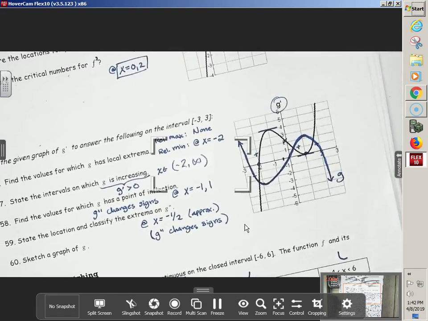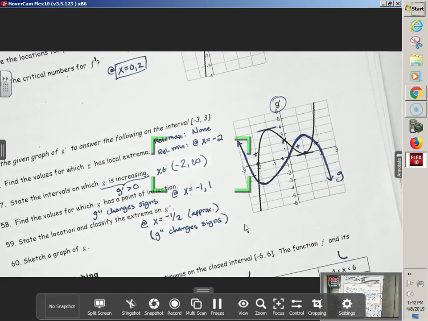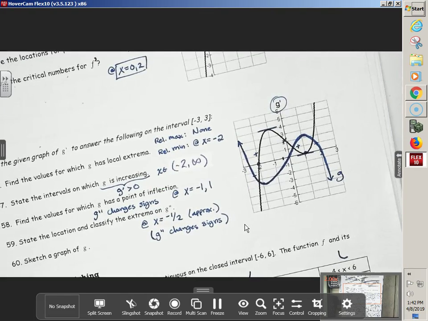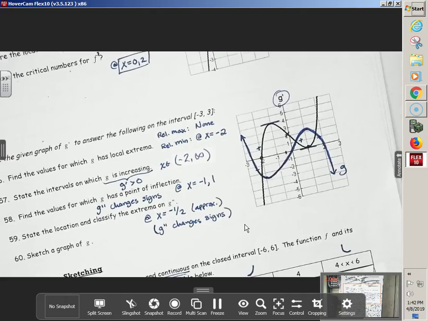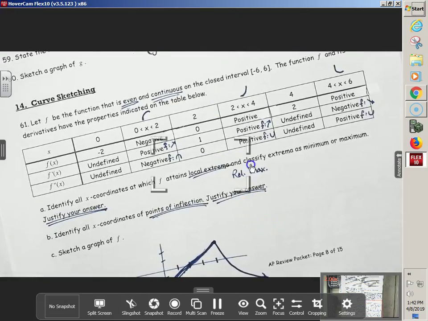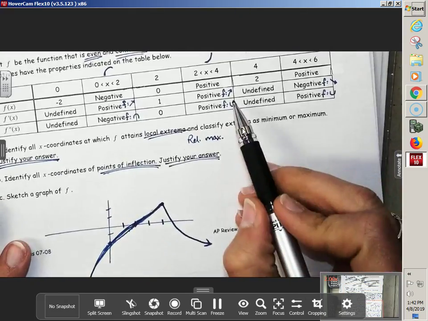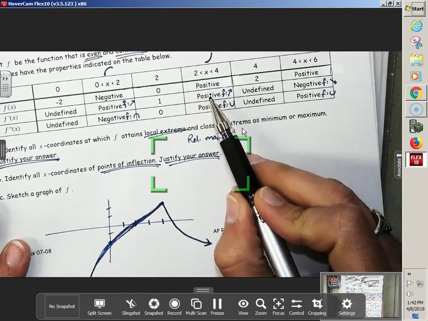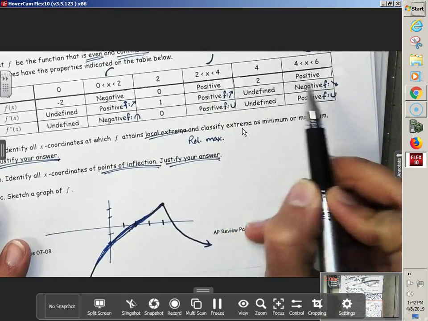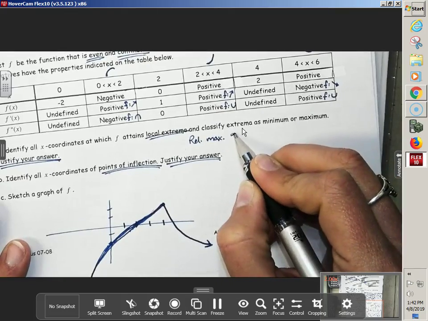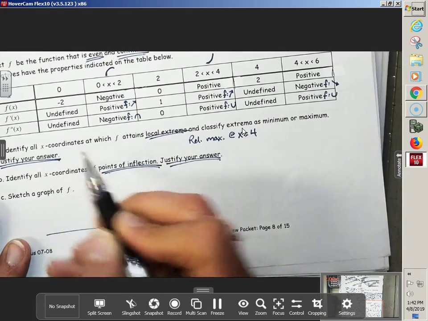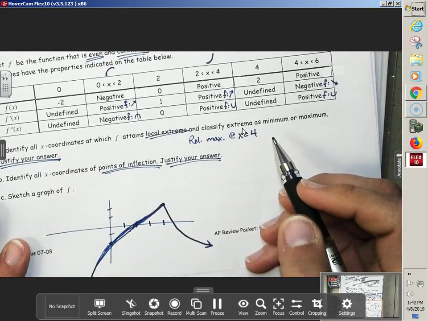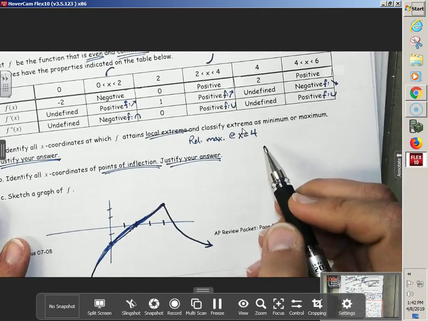Local extrema. I have a relative max at x equals 4 because the derivative changes from positive to negative at that point. The derivative changes from positive to negative, which means f changes from increasing to decreasing, so a relative max at x equals 4. They just say the x coordinates, so I don't have to go find the y's, which is nice.